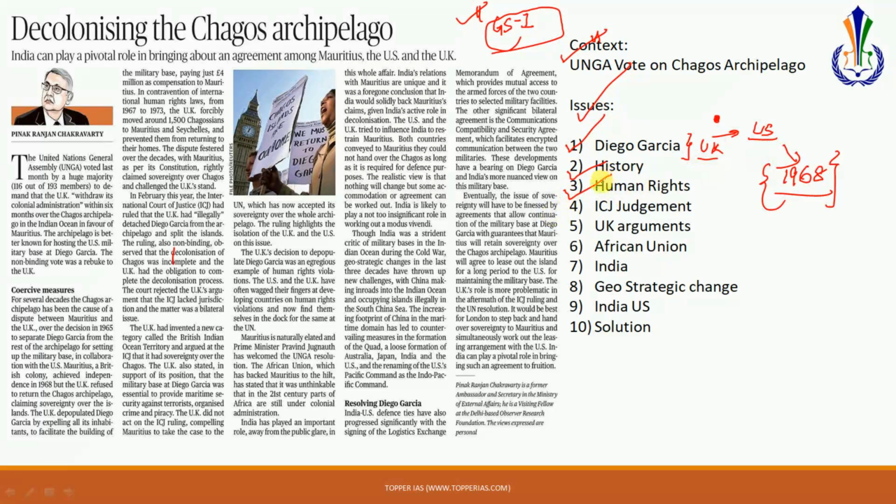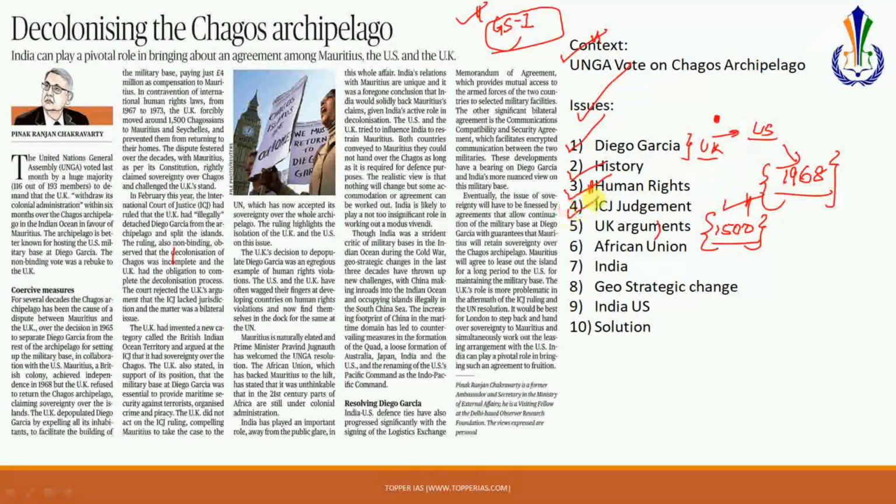Another thing that is important here is the issue of human rights. Approximately 1,500 Chagosians, the natives who were living here, were expelled from this particular region, and this resulted in a depopulation of the region. So this is believed to be a human rights violation in this region by the UK as well as by the United States of America. So that is the issue.